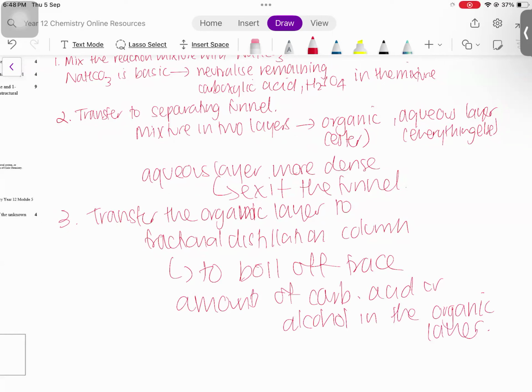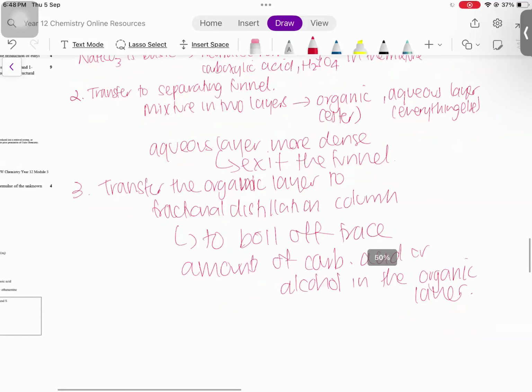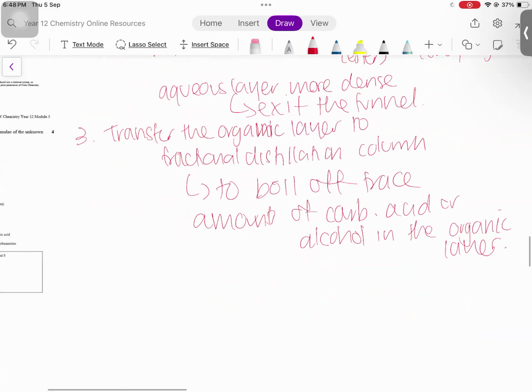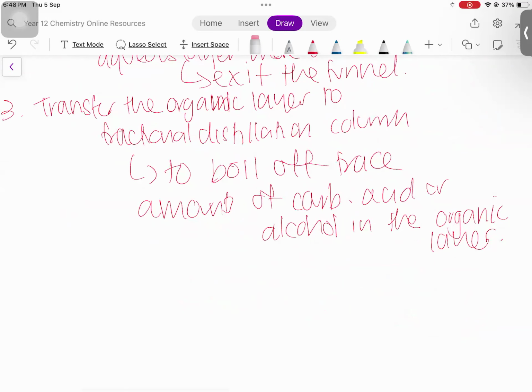Now, the reason this works is based on what we've talked about with boiling point. Alcohols have an OH, carboxylic acids also have an OH, esters only have a carbon-oxygen bond. So esters can form dipole-dipole forces, but alcohols and acids form hydrogen bonding forces. So alcohols and acids have a slightly higher boiling point. So the ester is going to boil off first.